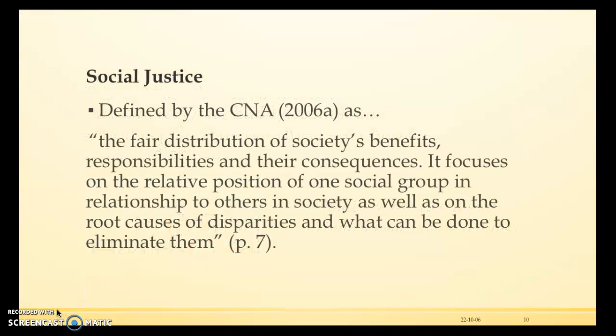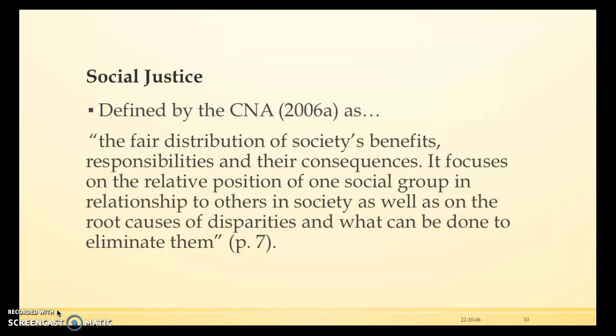So here's a good definition of social justice: the fair distribution of society's benefits, responsibilities, and their consequences. It focuses on the relative position of one social group in relationship to others in society, as well as on the root causes of disparities and what can be done to eliminate them. So the goal is building community capacity to achieve sustainable health and well-being.